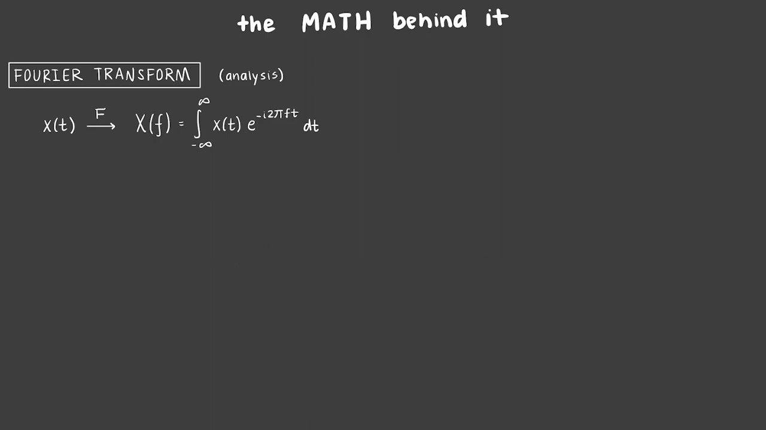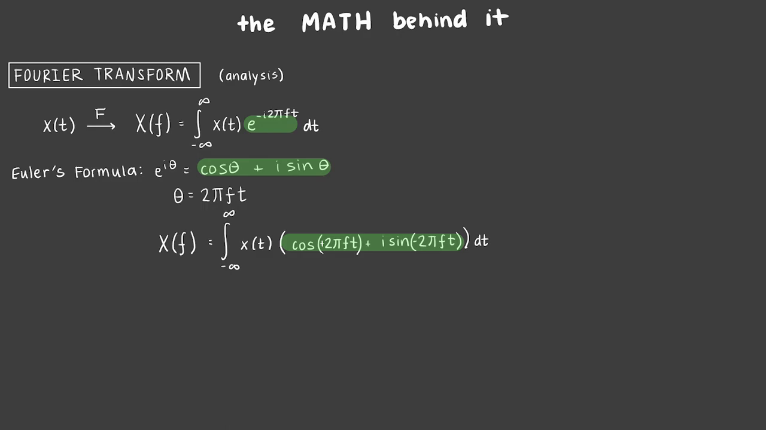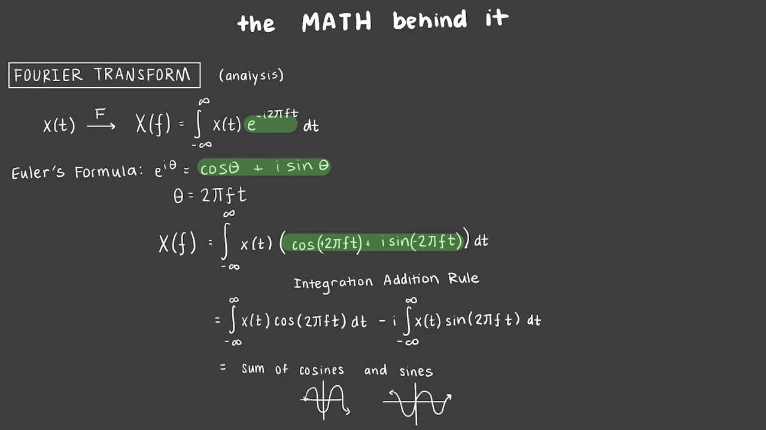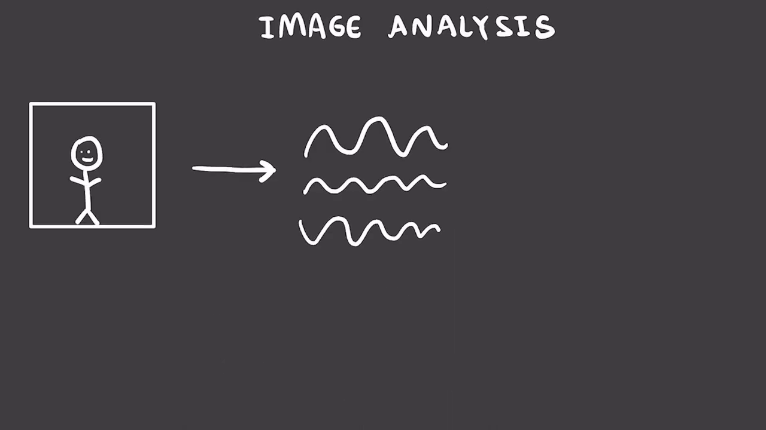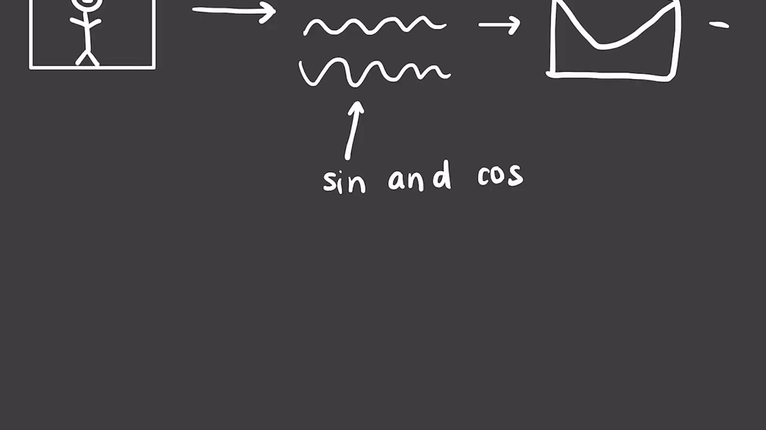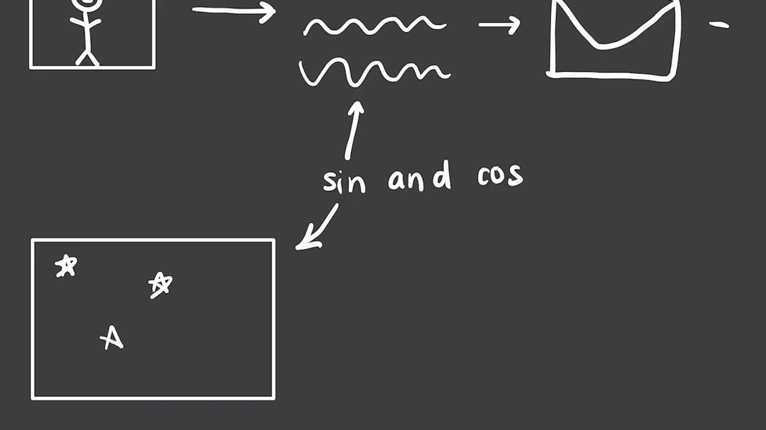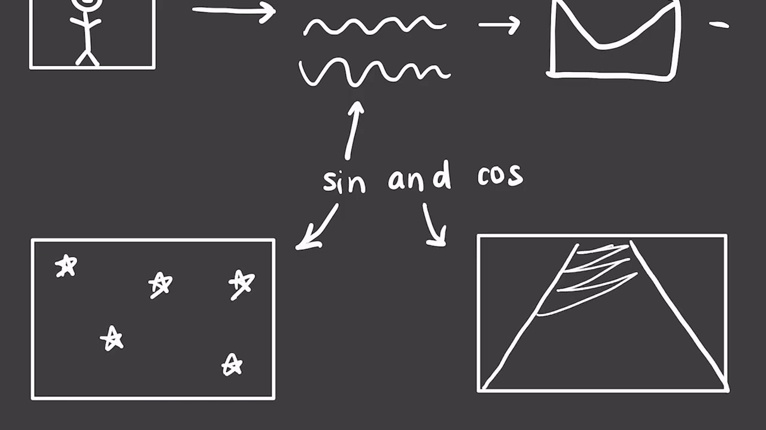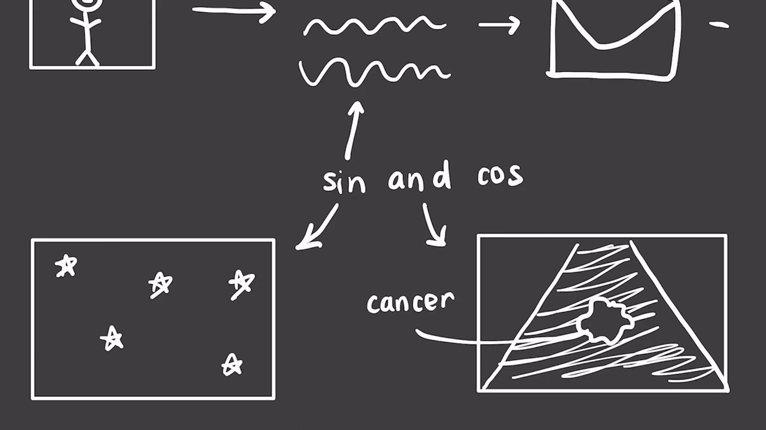Now you might be wondering, what do we do with this complex exponential term? Well, we can simplify this exponential using Euler's formula and rewrite the Fourier transform simply as a sum of cosine and sine functions weighted by the input signal. This carries heavy importance in areas such as image analysis, where Fourier transforms are used to compress images into more sendable sine and cosine functions. By breaking images down into sinusoidal functions, we can understand so much more from images of the cosmos, or even potentially diagnose cancer cells from ultrasounds.